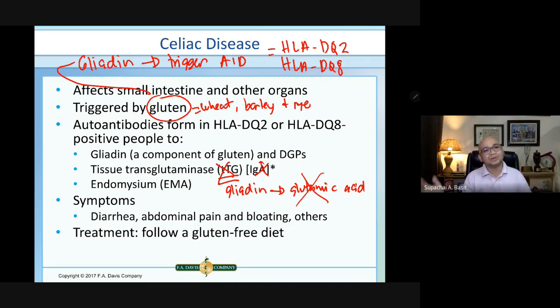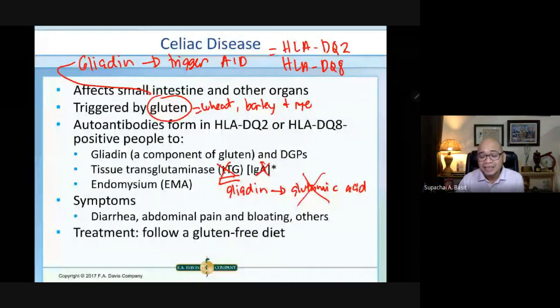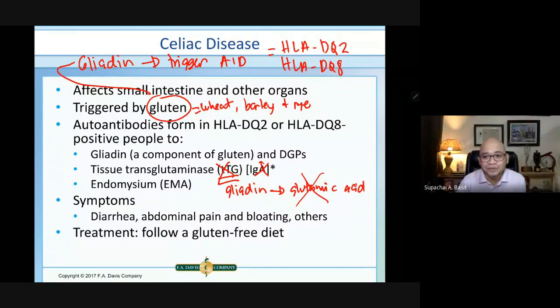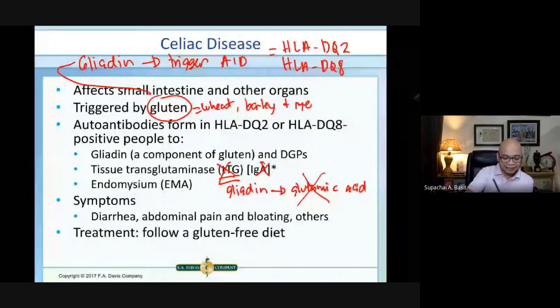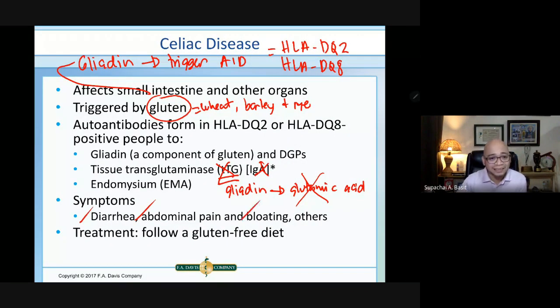Okay, so what are the symptoms of celiac disease? Symptoms vary with age. Usually, adults and older children or teens may also experience nonclassic symptoms such as arthritis. So older adults can develop arthritis, neurologic symptoms, iron deficiency anemia, skin manifestations. Okay? However, common symptoms would include diarrhea, abdominal pain, bloating, and others.